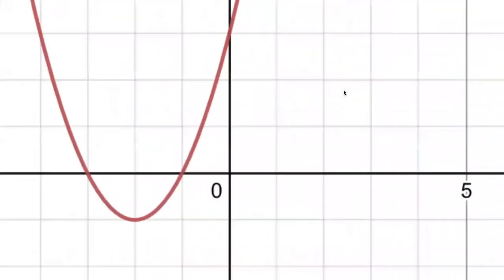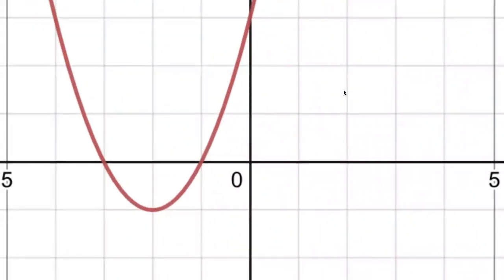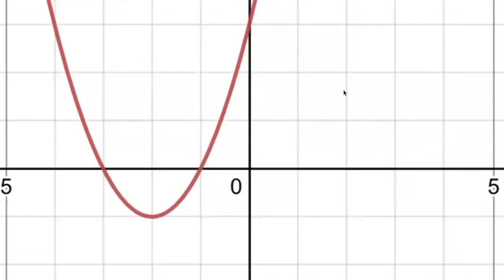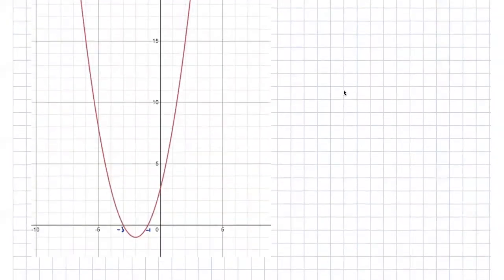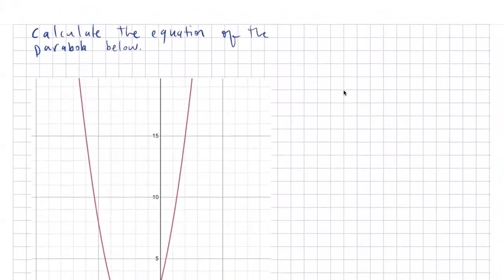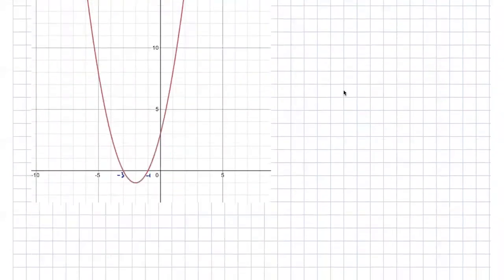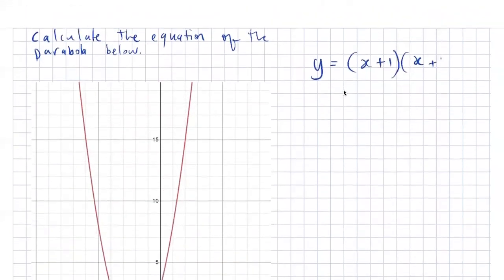So I'll zoom in on this a little bit, and we can see that the x-intercepts are here and there, and they occur at, looks like, -1 and -3. So we'll just rub those out and write that in. That's -1, that's -3. So now that I've got those, it could be very straightforward, and that makes that x plus 1 and x plus 3.